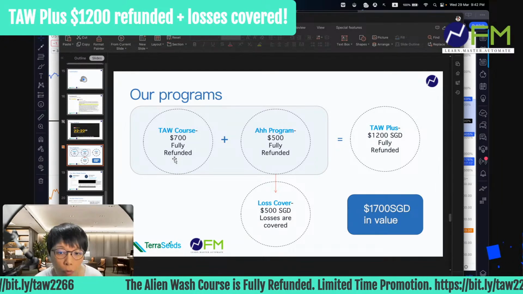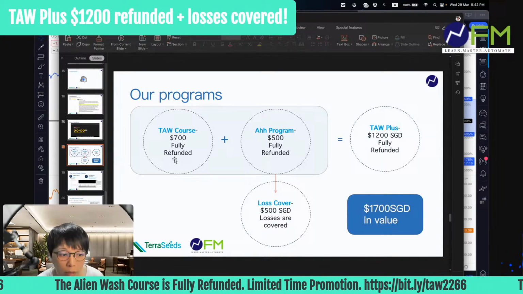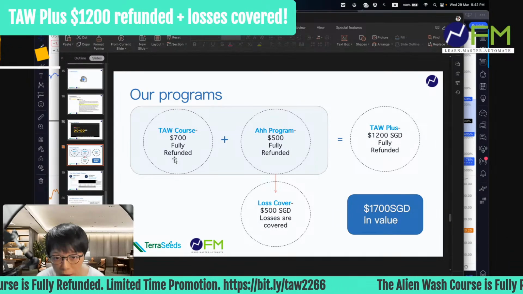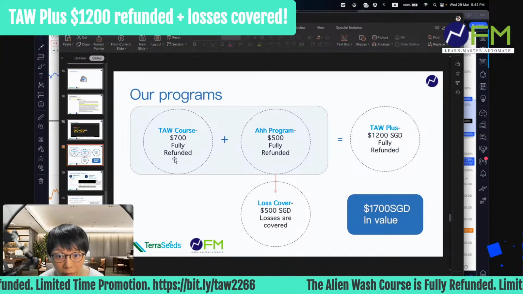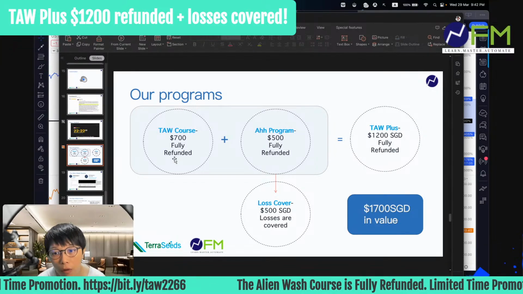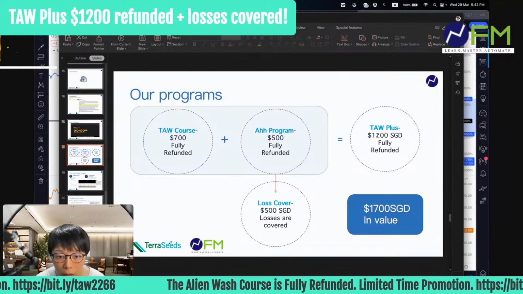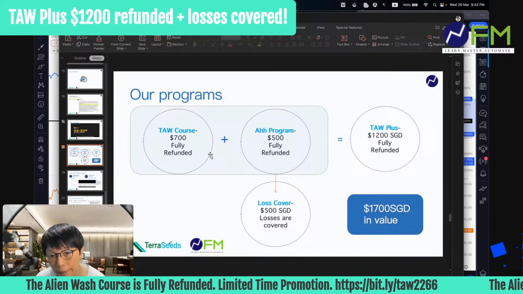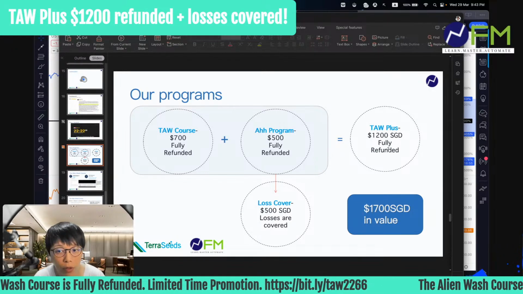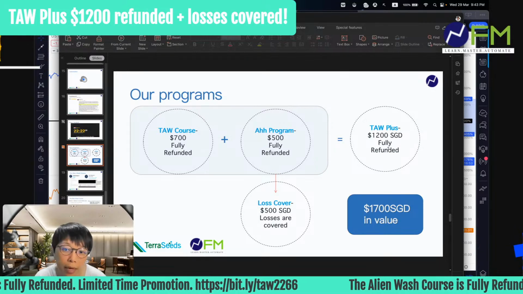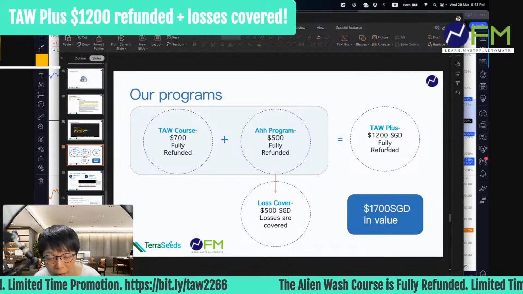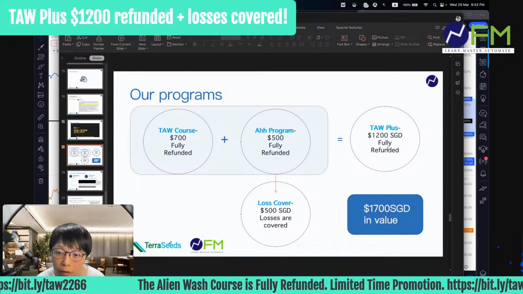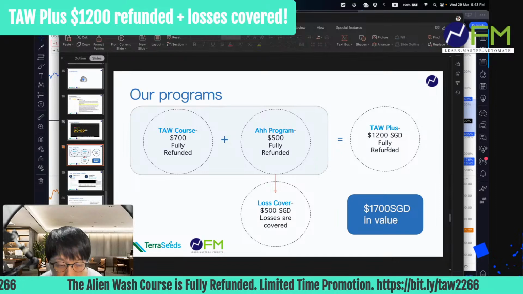So therefore, we work on having your losses covered. We only cover the loss. That means if you make a loss, your loss of $500 is covered. All in all, if you take Tor Plus, your value is 1,700. Why do I say that? Because the $1,200 is refunded, so that's the money inside. And if you ever make a loss, the loss is also refunded to you. That's what we call the loss being covered. The total value is 1,700.